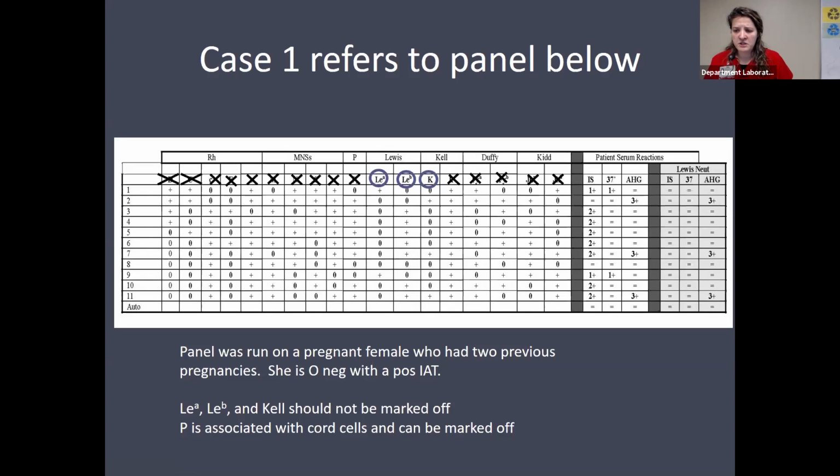Sarah asked the question, do you still need to select cells that are Lewis A, B, and Kell negative? I don't think you need to do select cells in this case, because after the Lewis neutralization, the only thing reacting is Kell. Everything else is ruled out. And then Lewis A and Lewis B are there.